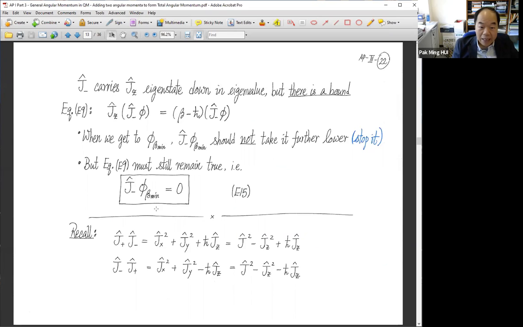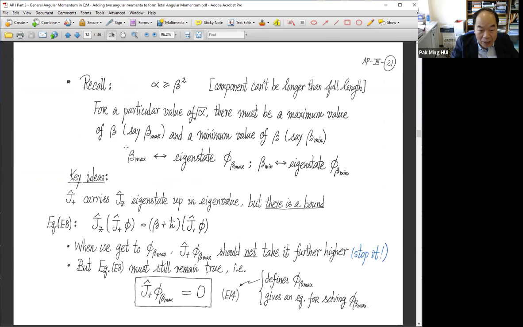Similarly, as it reaches the lowest one, when you still operate J minus on it, it better be 0. So that is the other way to cut off the lower one. Okay, so now we have found a way to stop it. Next, the question is whether this beta maximum is in some way related to this beta minimum.